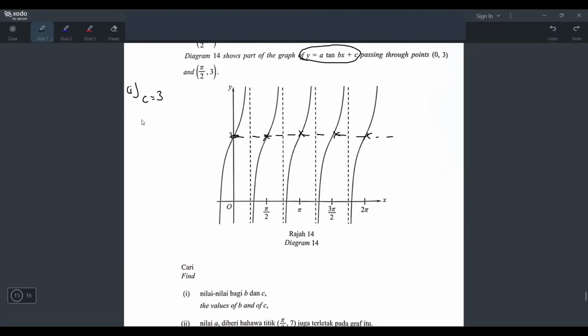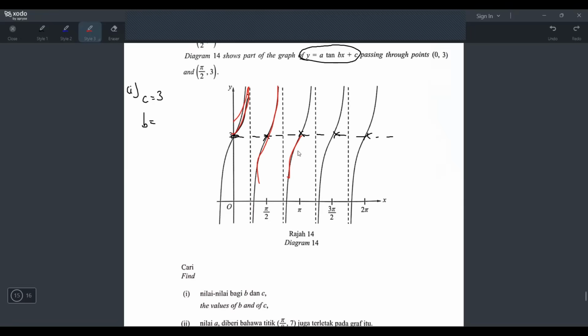That's why the C must be 3. And then what about the B? The B is actually the number of tangent graphs in 360 degrees. So you can see this is one tangent graph, like this. Okay, let's use red color pen. Like this, like this, like this. This is one tangent graph.